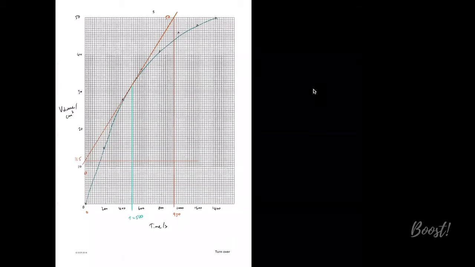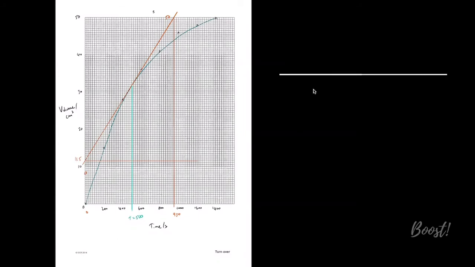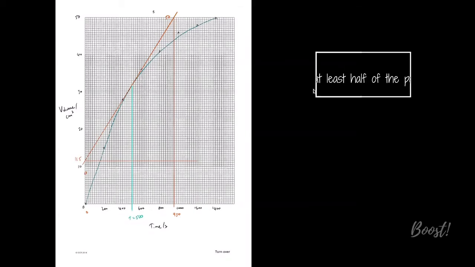Just to highlight what they're looking for in the mark scheme, they're looking for one mark for the graph drawing. You need to correctly label the axes, with the volume on the y-axis and the time on the x-axis, with the correct units, so centimeters cubed for the volume and seconds for the time. So labels and units together.